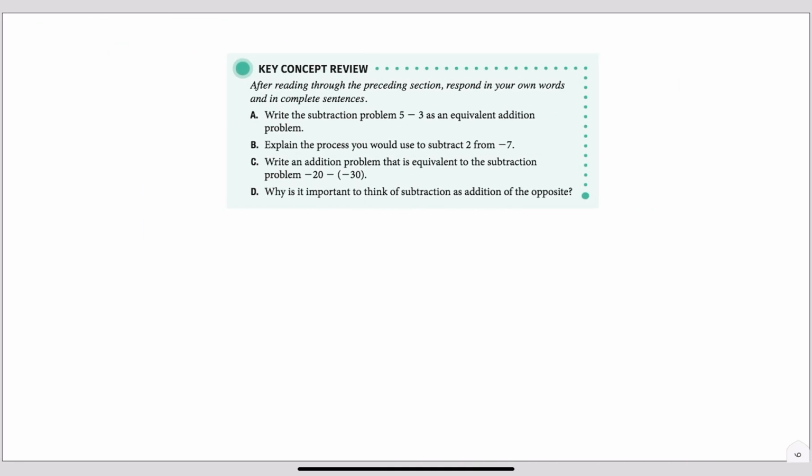All right, let's review the concepts here. So we will review some of these problems and make sure that we are ready to move on to the homework sets.